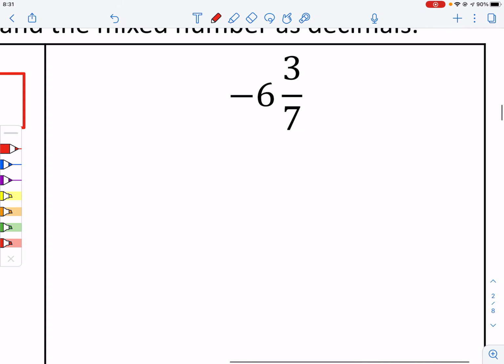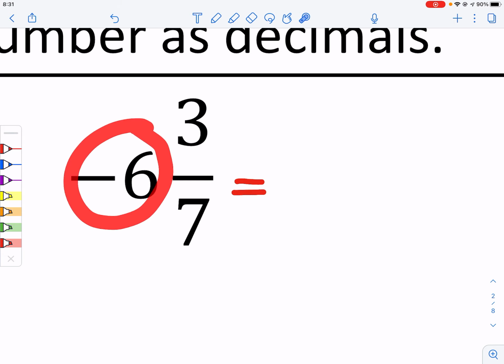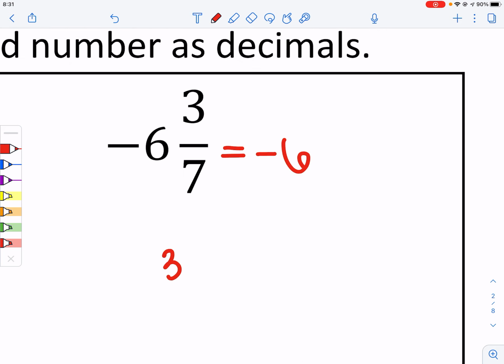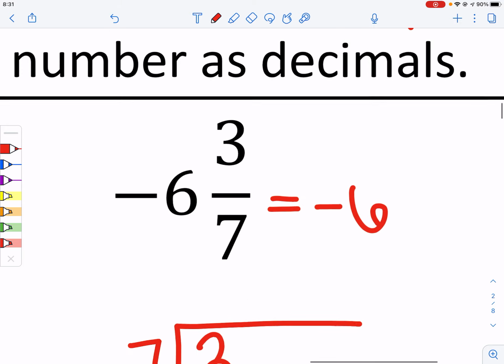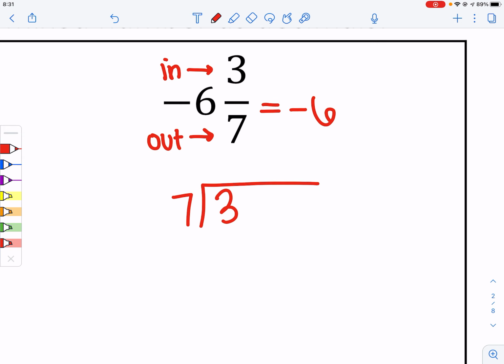All right, last one. So if it's already written as a mixed number, this is kind of great because then you can just take this negative 6 and bring it right on over to your answer. And then all you have to do is 3 divided by 7. Give me a big, long division bar for this one. 3 divided by 7. Remember, this number goes in. This number goes out. All right, go ahead and show your long division for this one. What do we get?